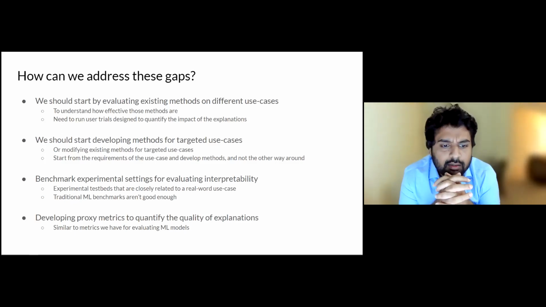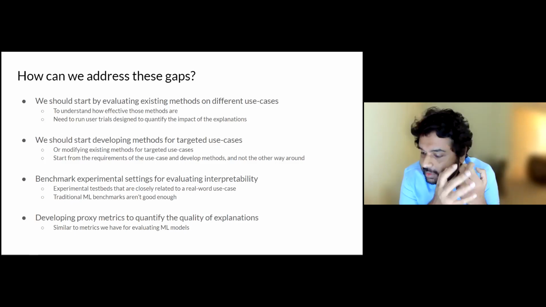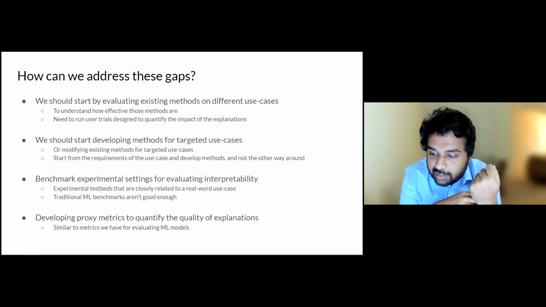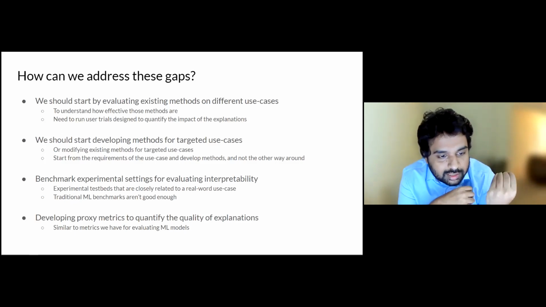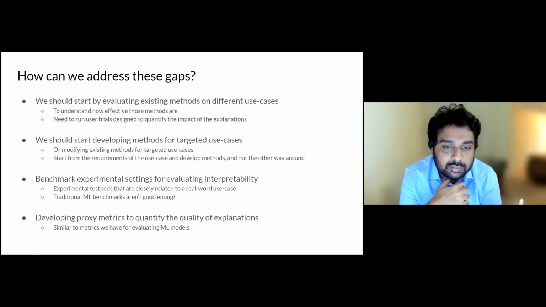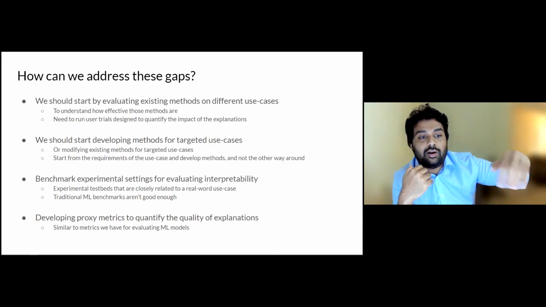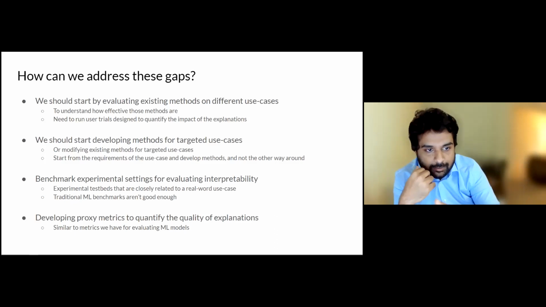And finally, we need proxy metrics to quantify the quality. So what does that look like? Can we come up with an equivalent of precision or recall or accuracy or F1 score for interpretability? Can we develop metrics like that that are actually a proxy for how good the explanation method is at helping some human being do better at a certain task?